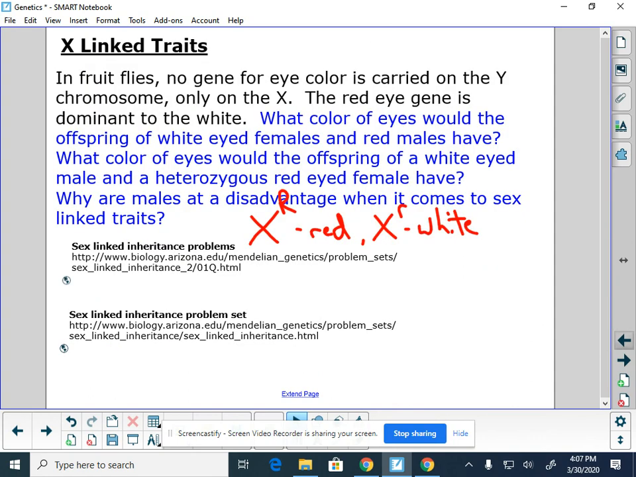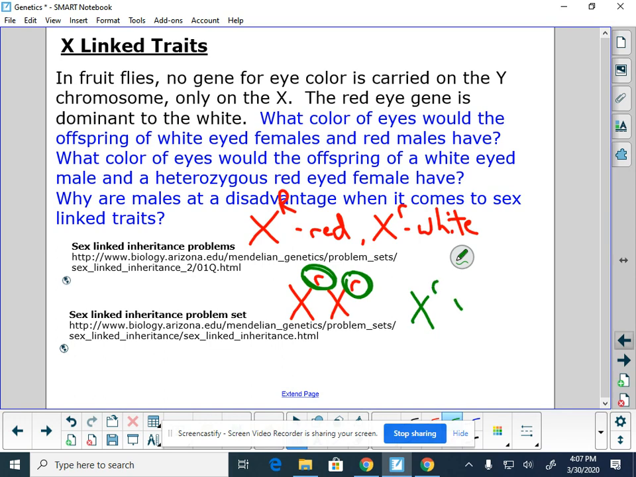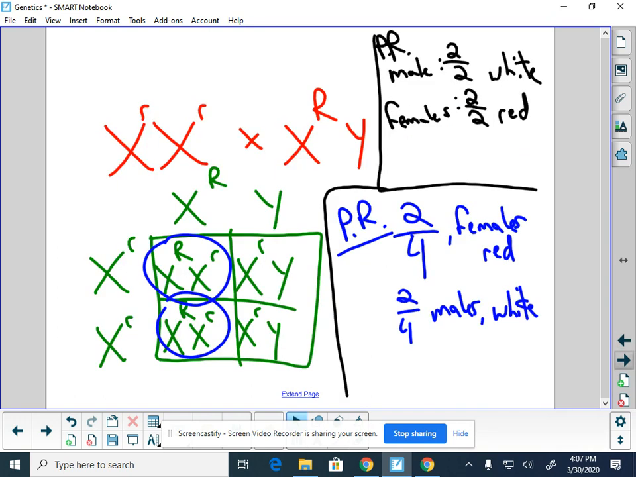Let me go back. The second question, why are males at a disadvantage when it comes to sex-linked traits? Real easy. For a female to have a sex-linked trait, she has to have 2 copies of the recessive allele. For a male to have a sex-linked trait, he only needs to have 1 copy of that recessive allele. Therefore, males have sex-linked traits way, way more often than females.